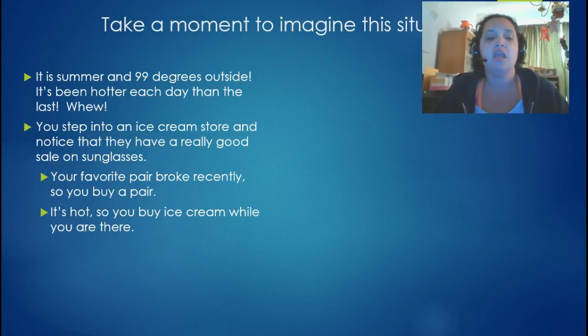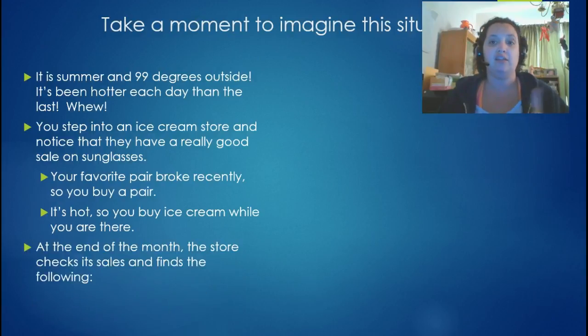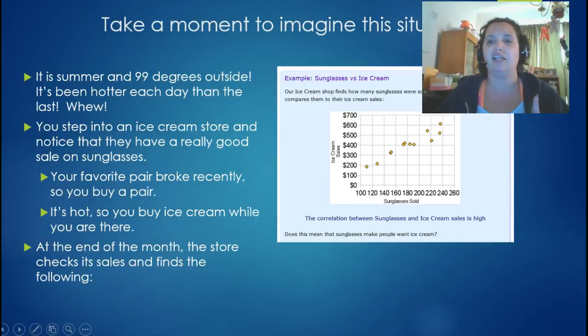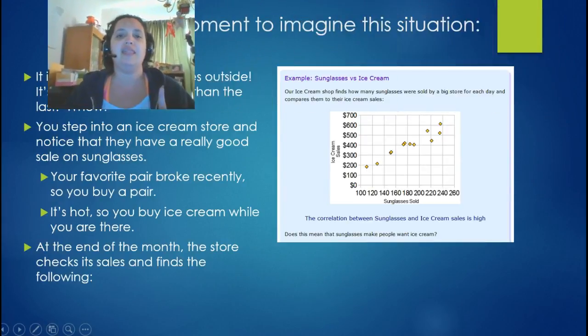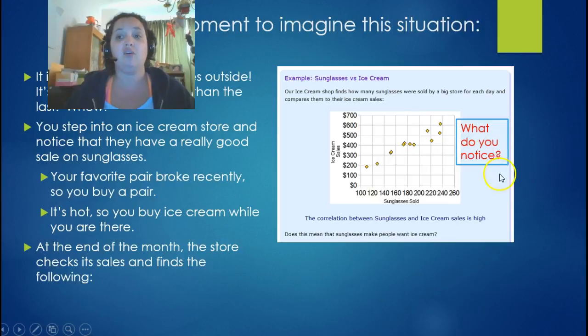Okay? So at the end of the month, the ice cream store is looking at their sales of different things and they notice something very interesting. They noticed that as the sale of their sunglasses has gone up, so has the sale of their ice cream. And the question becomes, what do we notice about that? Does this mean that when people buy sunglasses, sunglasses make them want ice cream?